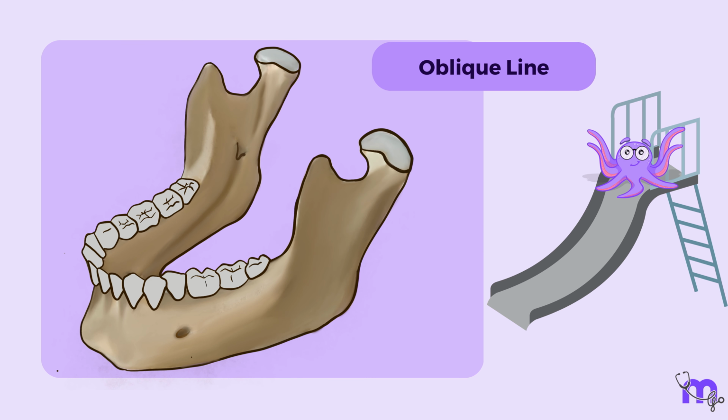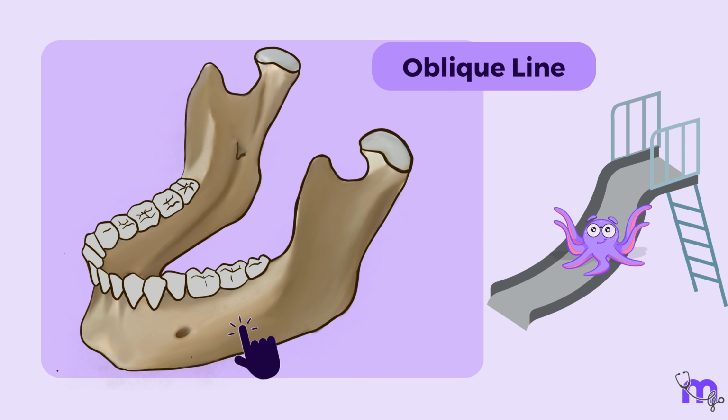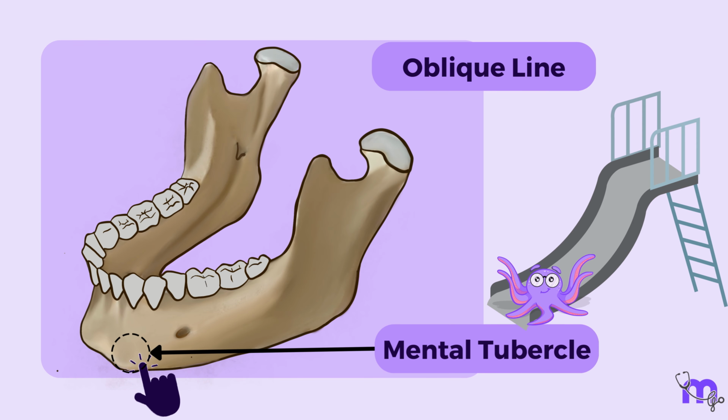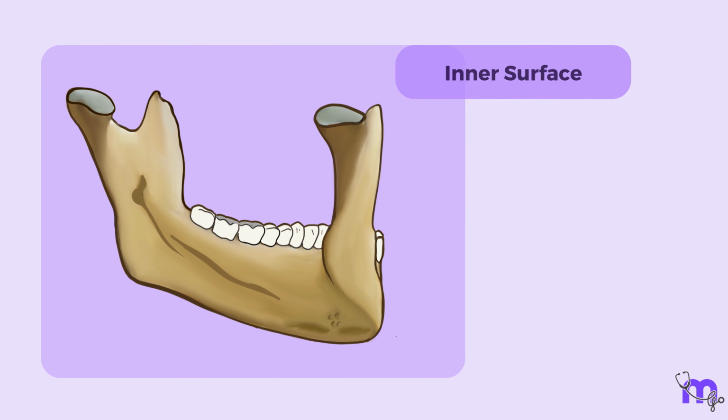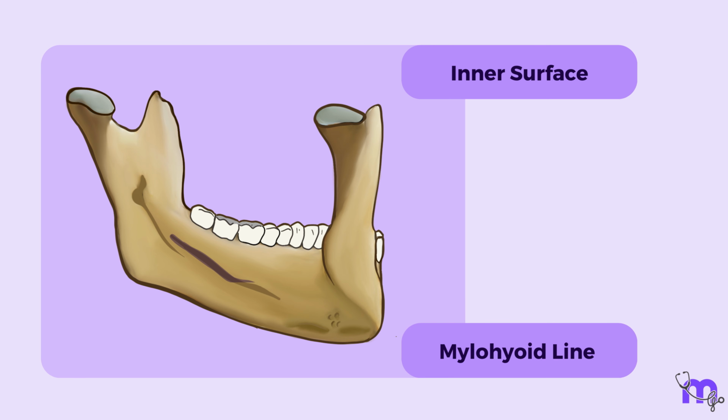The oblique line, an extension of the anterior border of the ramus, runs downwards and forward towards the mental tubercle. Additionally, an incisive fossa, a shallow depression, is located just below the incisor teeth. On the inner surface of each half of the mandible, you will find the mylohyoid line, a prominent oblique ridge that runs downwards and forwards from behind the third molar tooth.